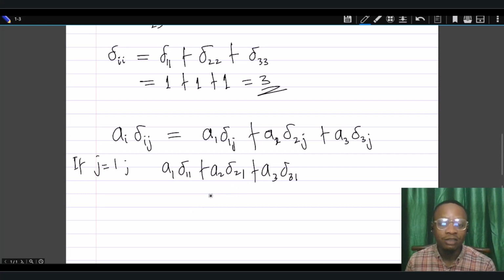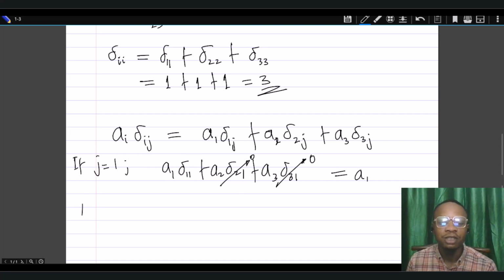So by our definition of the Kronecker delta, we know that because 2 and 1 are not equal, this is 0. Because 3 and 1 are not equal, this is 0. So at the end of the day, this will just be a1 delta 1 1. Delta 1 1 is 1, so this is just going to be equal to a1.